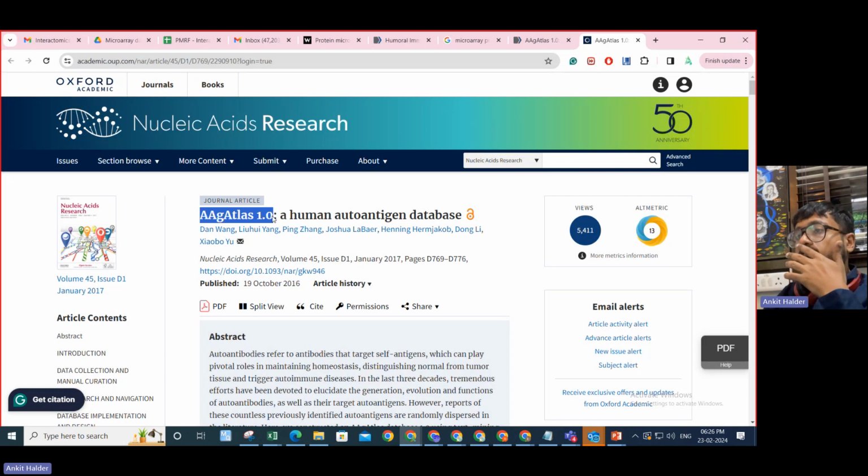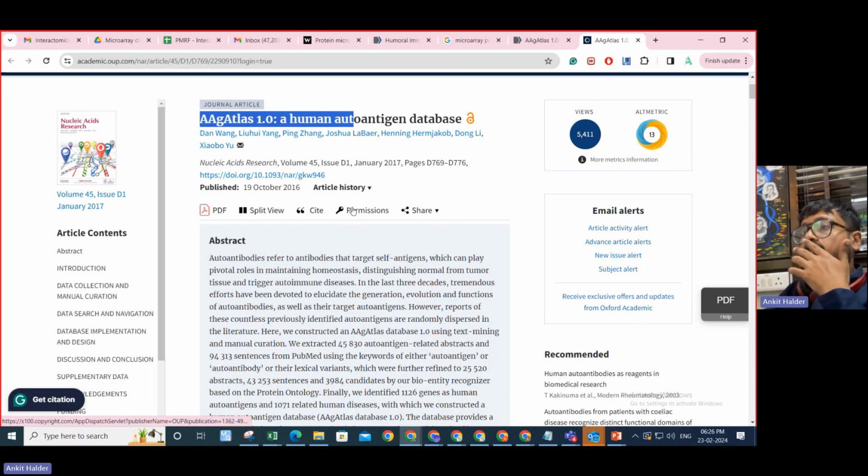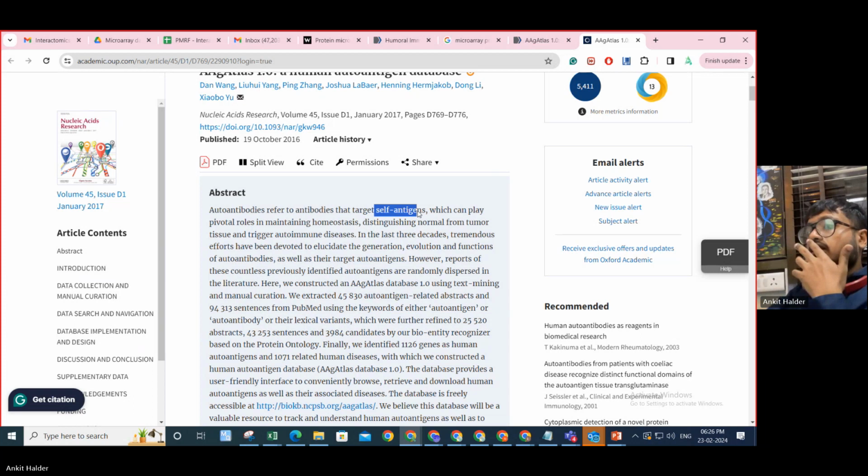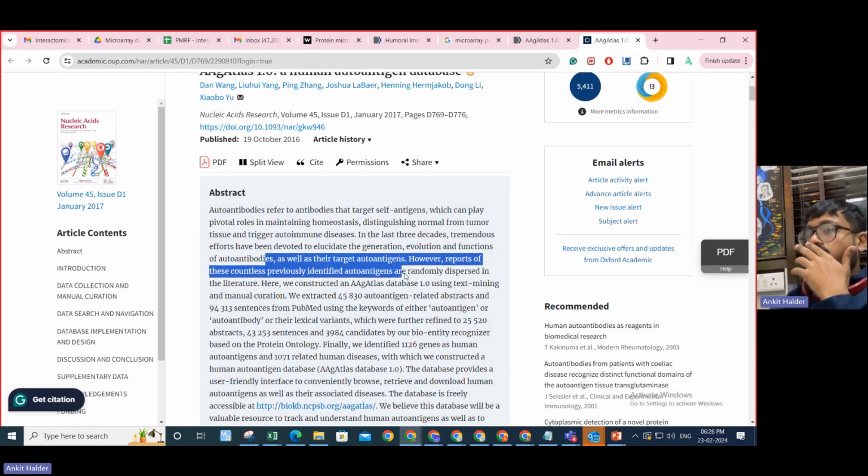Okay, so this is Autoantigen Atlas. Here I'll just give you a brief for you to understand in a better way. Autoantibodies refer to the antibodies that target your self antigens, right? They can play pivotal roles in maintaining homeostasis, distinguishing normal from tumor tissue, and triggering autoimmune diseases. Tremendous efforts have been devoted to elucidating the generation, evolution, and functions of autoantibodies, as well as targeting their autoantigens.